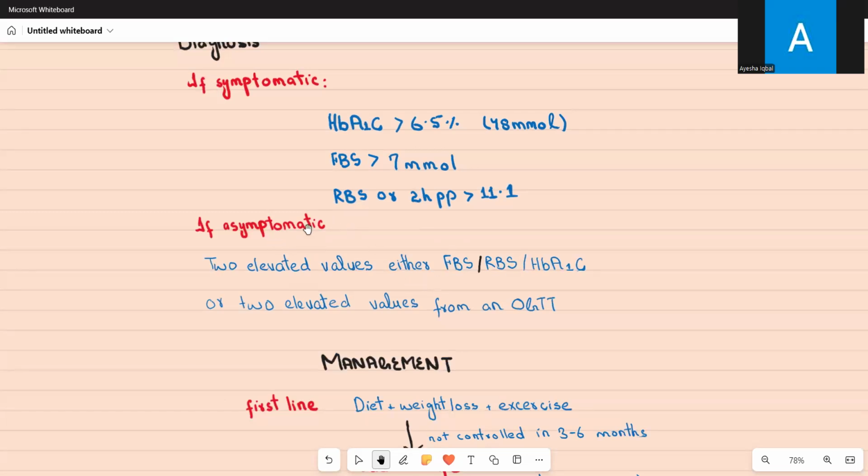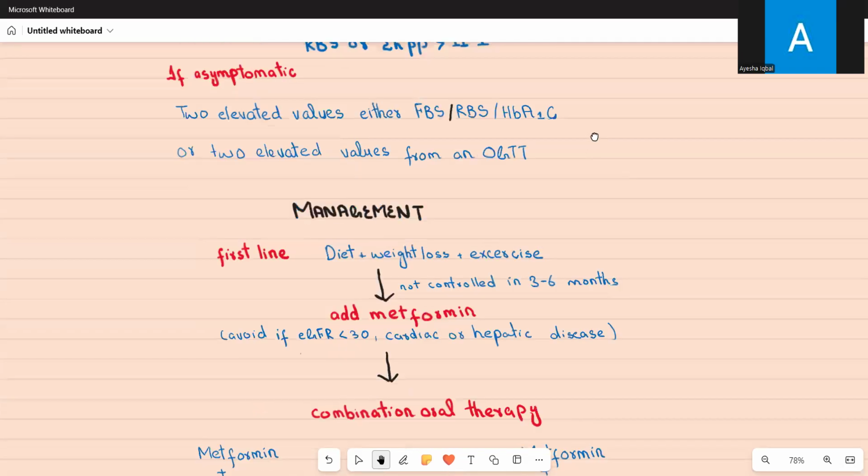Or if the person is asymptomatic and they are on their screening test, then two elevated values from an oral glucose tolerance test also confirm the diagnosis of diabetes mellitus. The oral glucose tolerance test is a 2 hour test. You give 75 gram of oral glucose load to the patient and then check their blood sugar values at 1 hour and then at 2 hours. If both these values are elevated, then you can confirm that the patient has type 2 diabetes mellitus. So this was about the diagnosis.